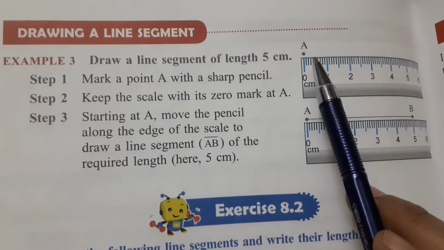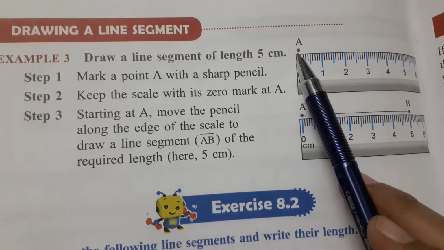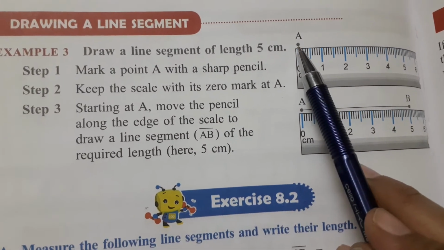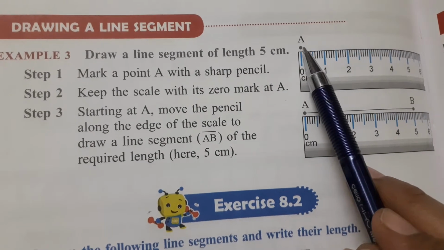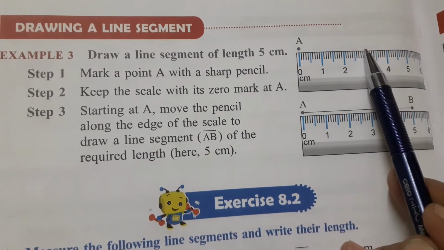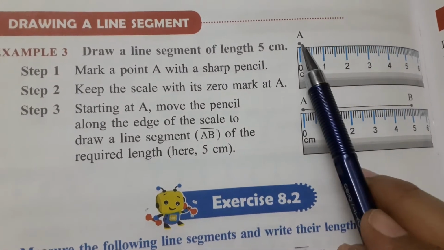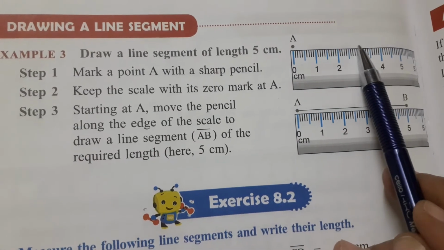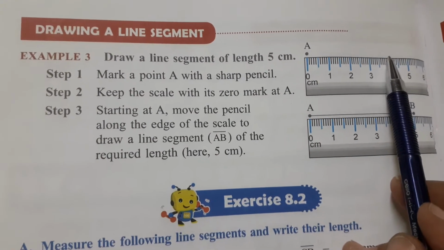If you want a line segment of 2 centimeter, you will keep your pencil here and keep your scale at point A, with the 0 point at A. Then draw a line, like suppose you have to draw a line segment of 3, just stop here at 3. If you want to draw a line segment of 4 centimeter, starting from 0, you will draw a line till 4 centimeter. So in this way, you will draw the line segment.